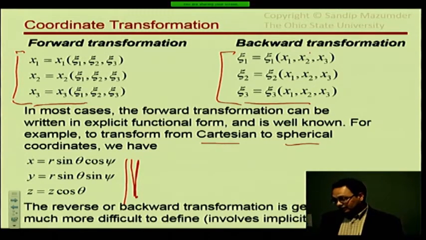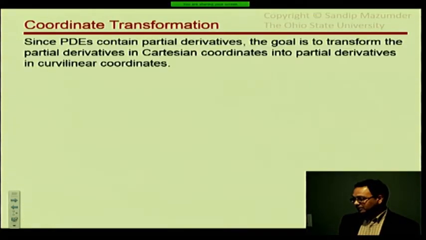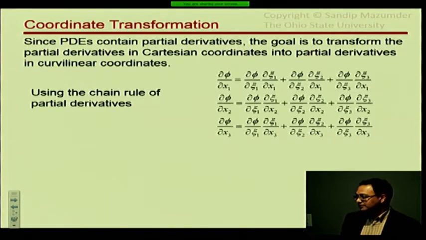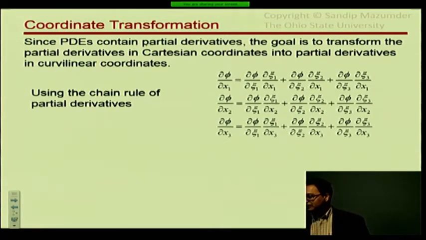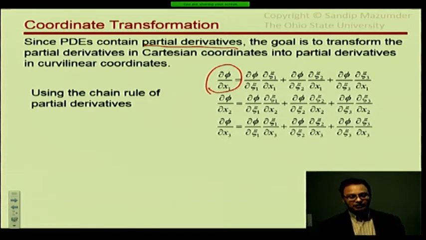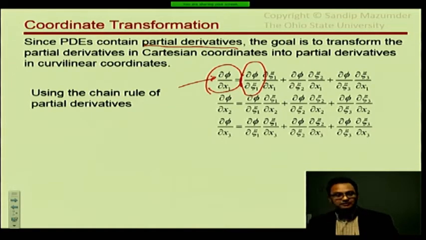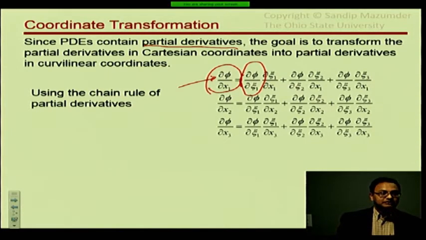Any questions so far? All right. So the question now is, in PDEs we have partial derivatives. For example, something like this. Now here I am using x1, x2, x3, but they're really your x, y, z Cartesian coordinates. So we want to express this in terms of these kinds of derivatives, derivatives in terms of the transformed coordinates. So that's our goal.